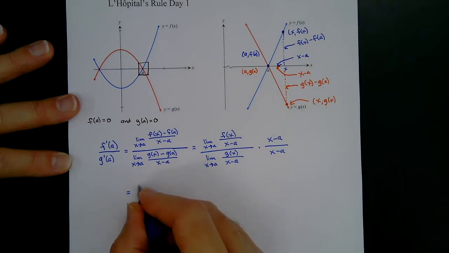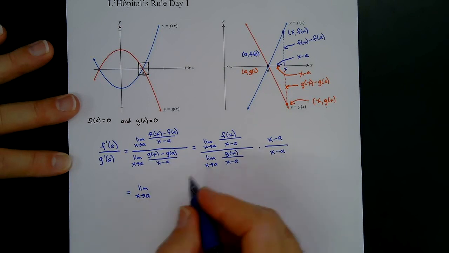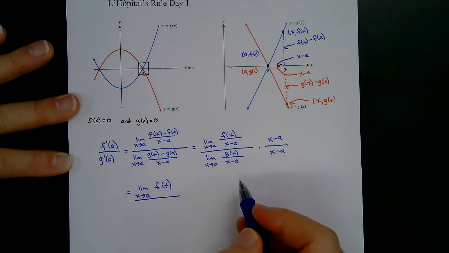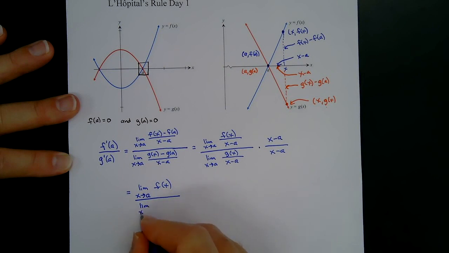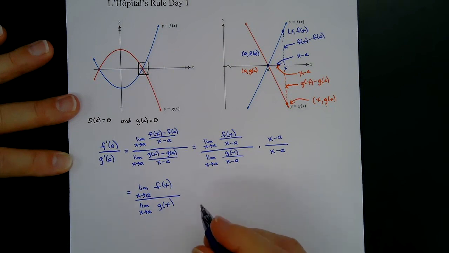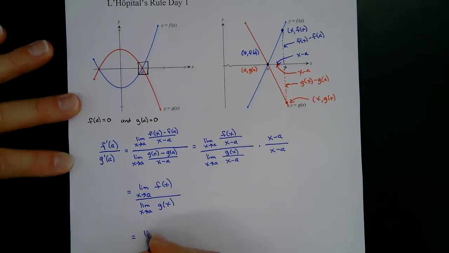So now what I'm left with is the limit as x approaches a of f of x over, and then the x minus a's here cancel too. So I'm left with the limit as x approaches a of g of x. We're taking the limit as x approaches a of this numerator and the limit as x approaches a of this denominator, and they're the same, right? So we can write this as one limit, and that limit becomes the limit as x approaches a of f of x over g of x.